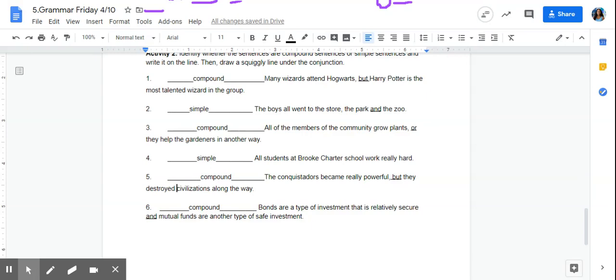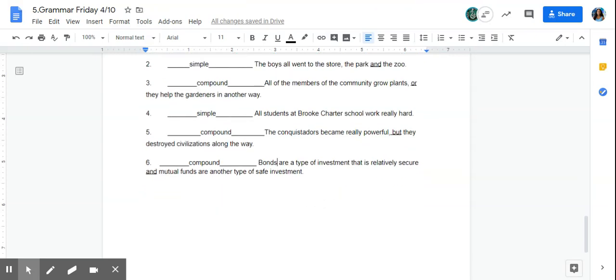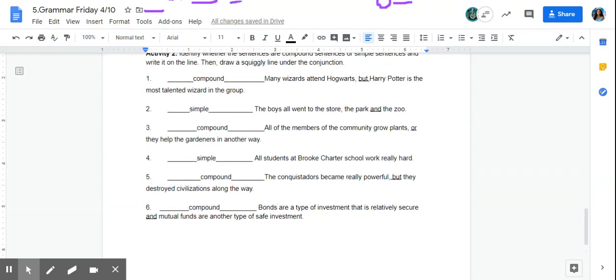Lastly, bonds are a type of investment that is relatively secure, and mutual funds are another type of safe investment. Bonds is our subject, are is our predicate, and is our conjunction. Mutual funds are another type of investment. Funds is also our subject, and are is our predicate, making this sentence a compound sentence.